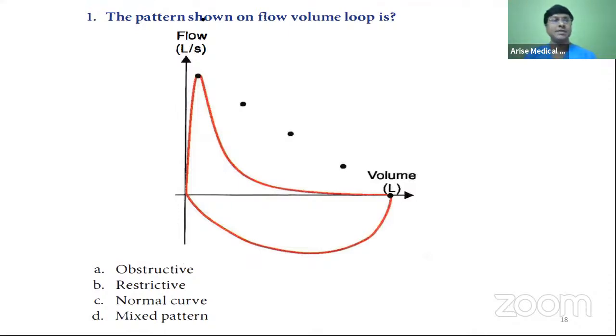The pattern shown on the flow volume loop is: obstructive pattern, restrictive pattern, normal curve, or mixed pattern. Please answer, any one of you. As I have already explained, the lower component will be the inspiratory component and the upper component will be the expiratory component. That I have already taught in the normal flow volume loop.